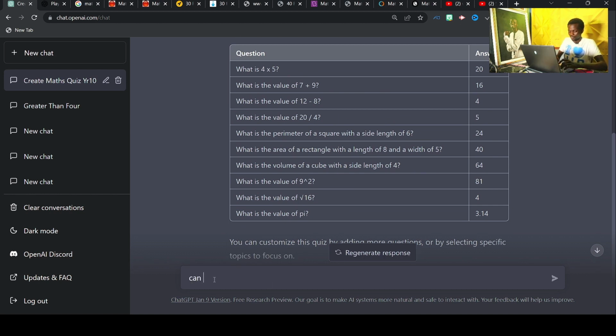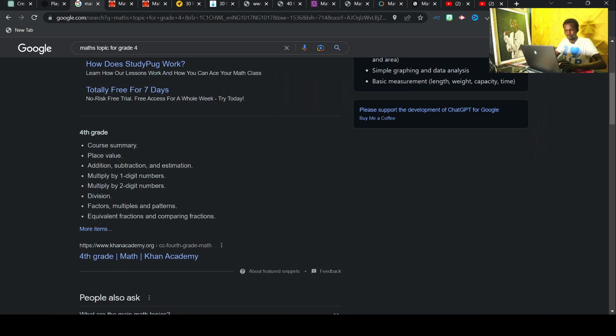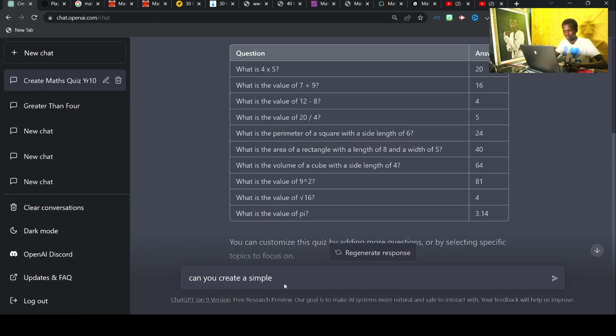Okay, can you create a simple, let me look for any topic, a simple by 2. Okay, let me say division and subtraction, or equivalent factor. Okay, equivalent factor question and answer for me.